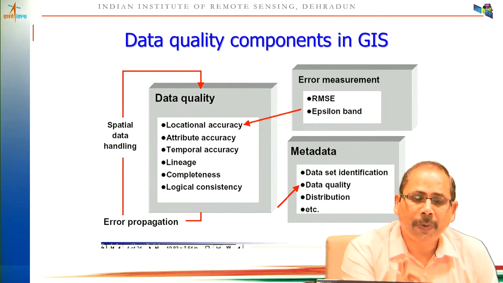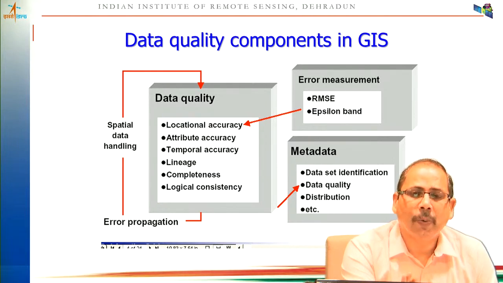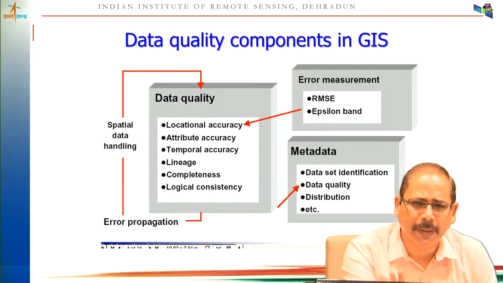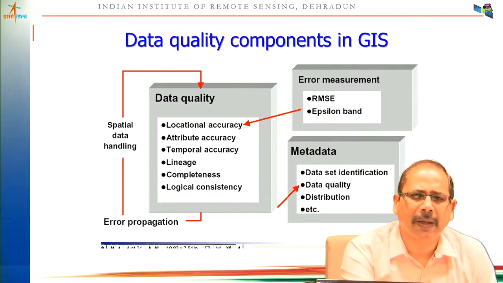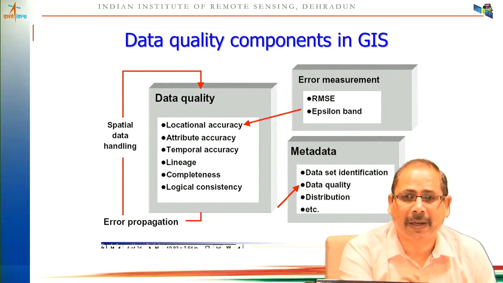Like which satellite sensor was used, when this data was captured. I am giving some examples. What is the spatial resolution? What is the spectral resolution, like how many spectral bands are there? What is the radiometric resolution of this image? When this image was captured, right? And what was the geographical coverage of this data? All this information is called metadata.